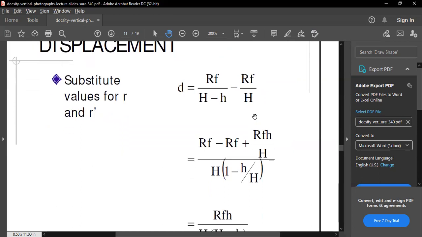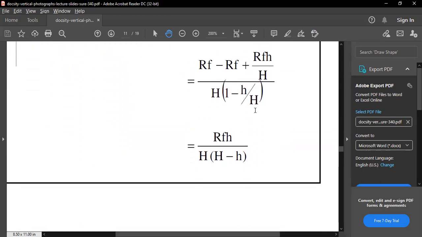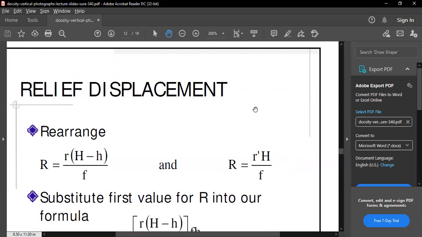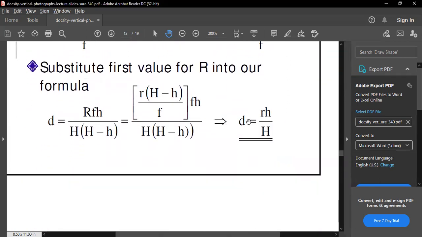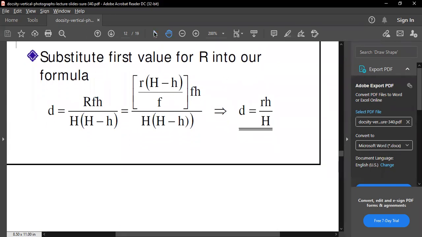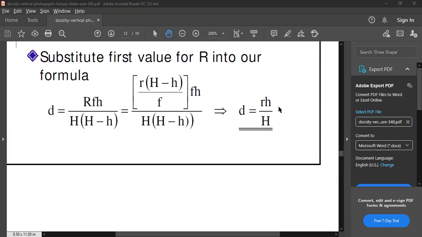In fact, we can prove it, but don't worry yourself about these proofs. We can do it for fun, but I'm not going to ask you to prove anything. We can prove that the displacement, the most important formula in this section, is d equal to rh over H. The most important formula here is d equal to rh over H.